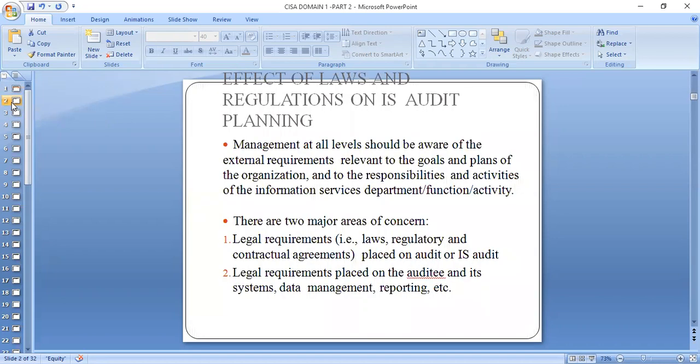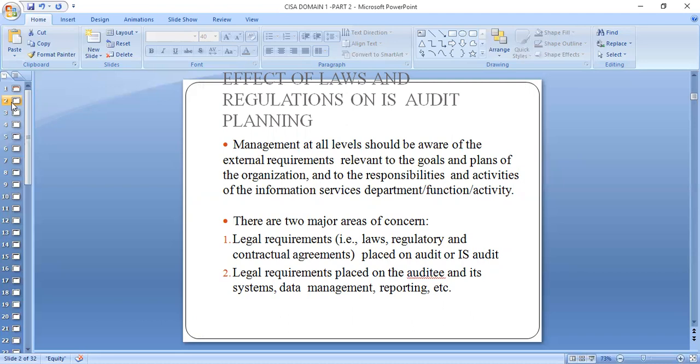Effect of laws and regulations on IS audit planning. A very good IS auditor is a person that understands relevant IT laws and regulations. There is no organization that operates in isolation, so you always have a legal environment. Remember the PESTEL analysis: political, economic, social, technological, environmental and legal environment. The legal environment is very important, even in my IS audit practice.